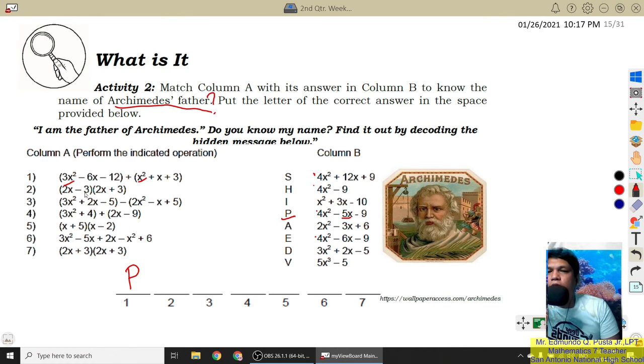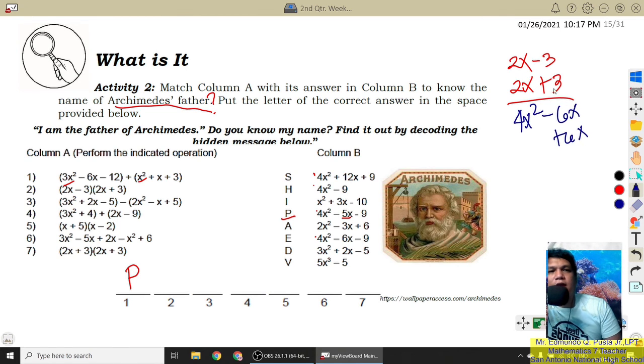Okay, how about 2x minus 3 times 2x plus 3? So 2x minus 3 times 2x plus 3. Okay, this one is the vertical method of multiplication of polynomials. Okay, para makita nyo lang, i-discuss natin to later. 2x times 2x is 4x squared. 2x times 3 is negative 6x. Okay, how about this one? This is positive 6x. And then we have 3 times 3 is negative 9. So when you add up, 4x squared minus 6x plus 6x cancel, so we have 4x squared minus 9. We have H here.